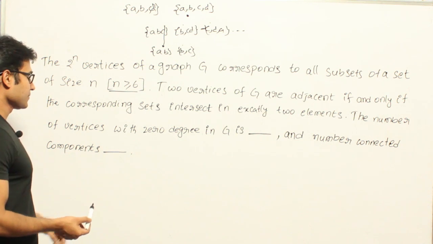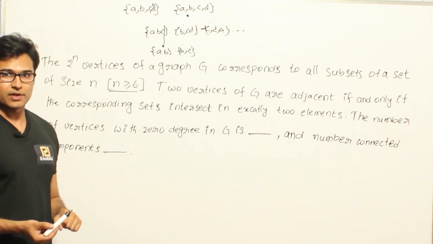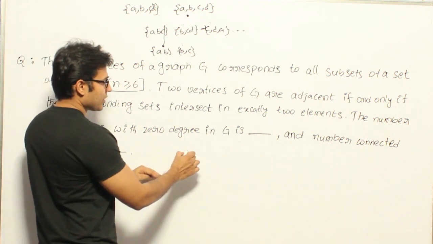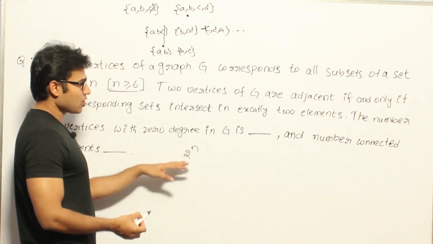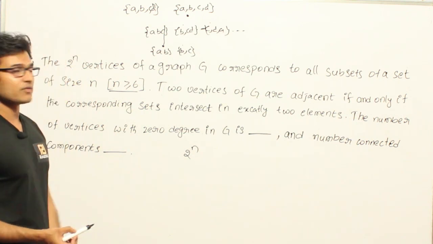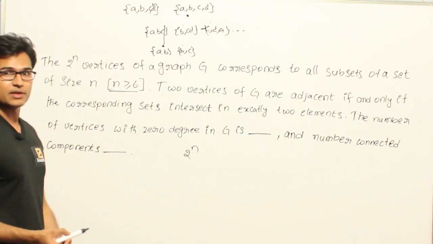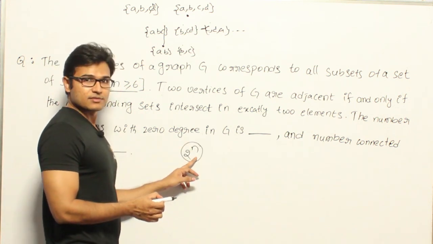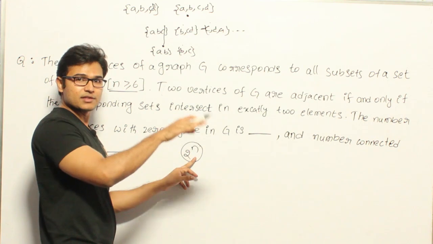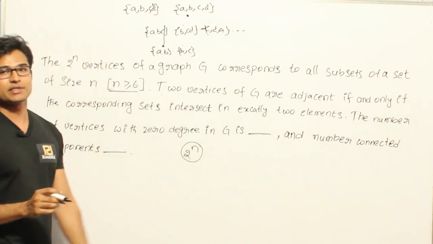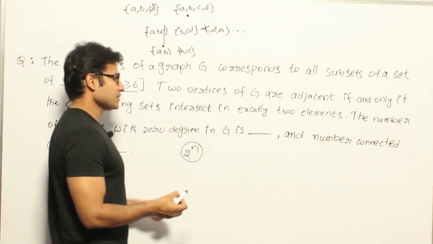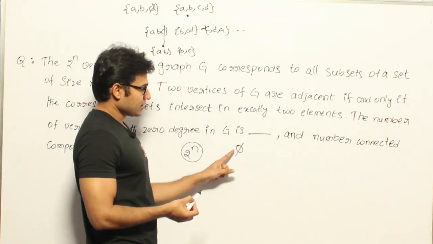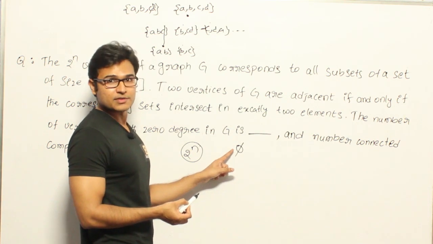Now how to solve it: let us assume that there are n elements. With n elements, how many subsets are possible? 2 power n subsets are possible, which means there will be 2 power n vertices in this graph. That is why 2 power n vertices is given. Now you can classify these vertices into different levels depending on the number of elements present in that subset. One level is the vertex representing the set which has 0 elements.